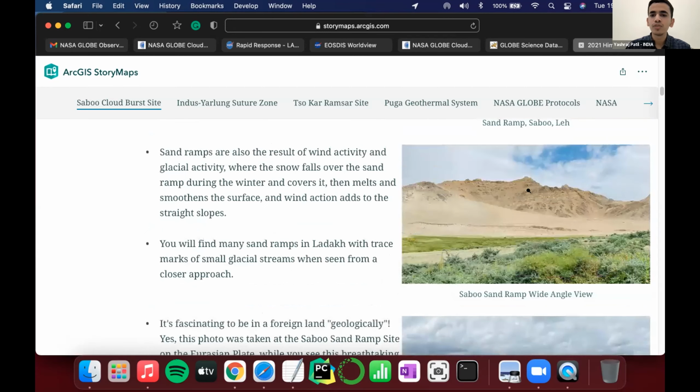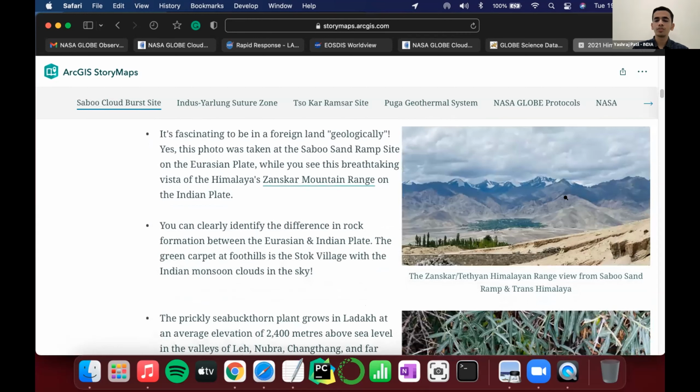The main focus was this one. As we were standing over this Eurasian plate, the picture I have taken is in the geological manner. We are in a foreign land, which is a fascinating thing, because this place was actually the Eurasian plate. But as you can see, these are the Tibetan Himalayas or the Zanskar Himalayas that are on the Indian plate. So the Indus River separates those two different plates, the Indian plate and the Eurasian plate.